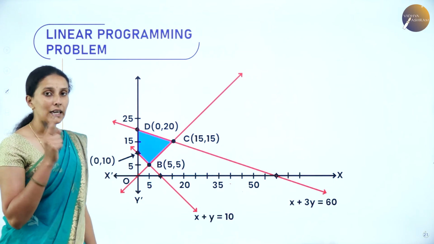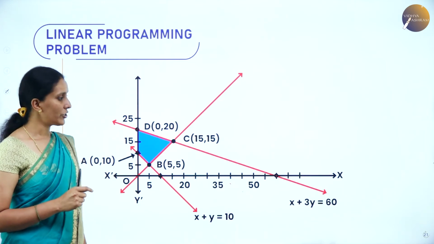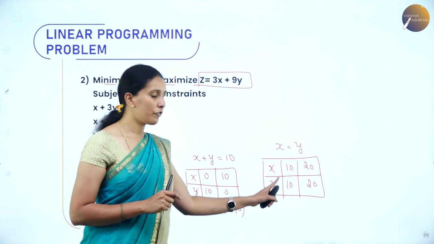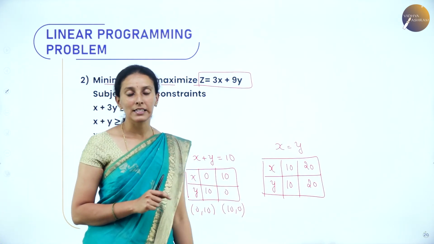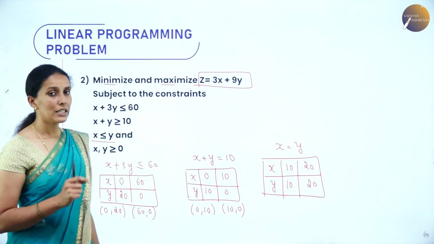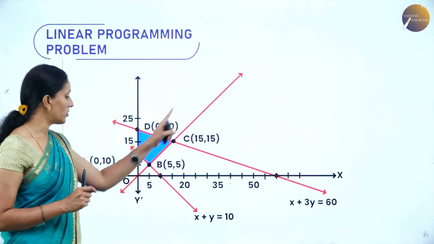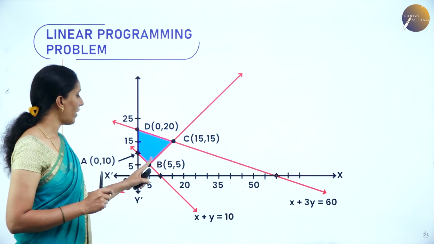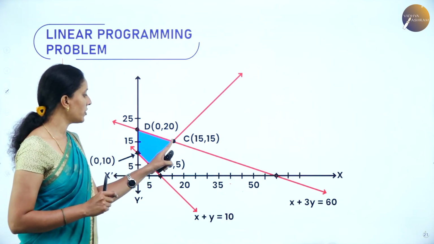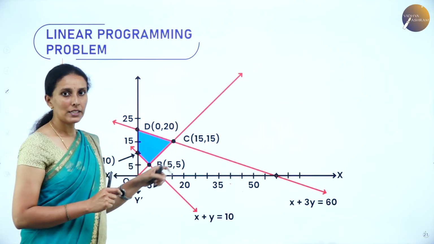Now for the third linear equation, as I said, whatever the value of x, the y has the same value. Hence, it is a straight line passing through the origin. So that is for (5, 5), (10, 10), (15, 15), (20, 20), that will be the solution.